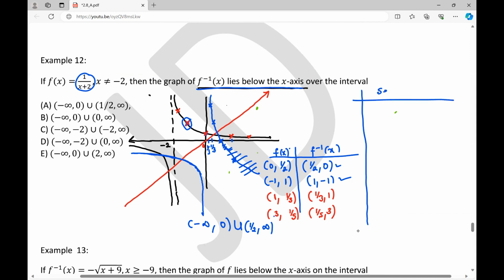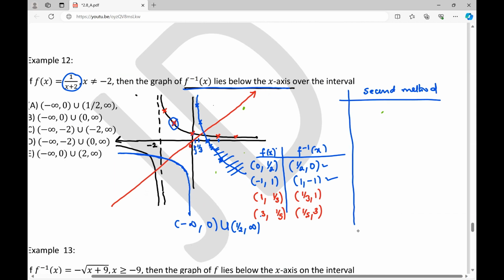So second method, let me call it second method. Second method is for us to find the f inverse itself. So what is f? Our y is equal to 1 over x plus 2. So it means that I can solve for x in terms of y. So I have xy plus 2y is equal to 1.